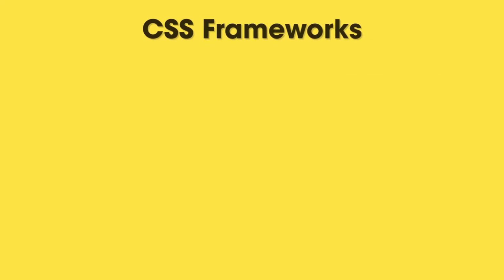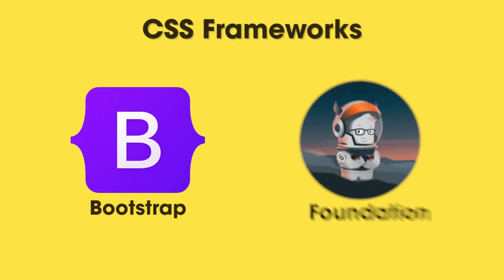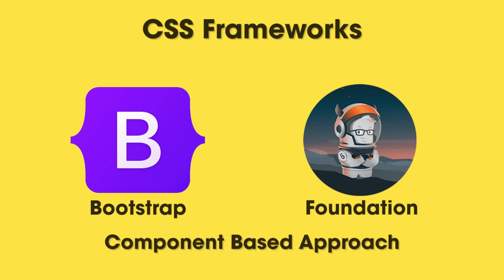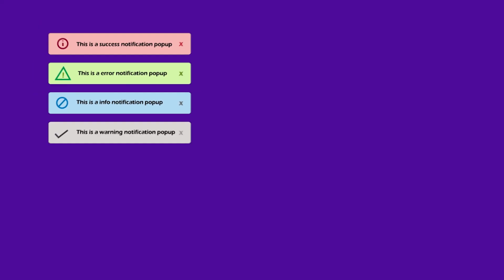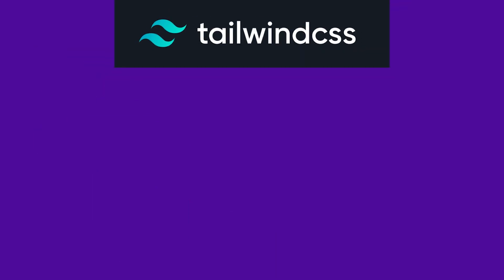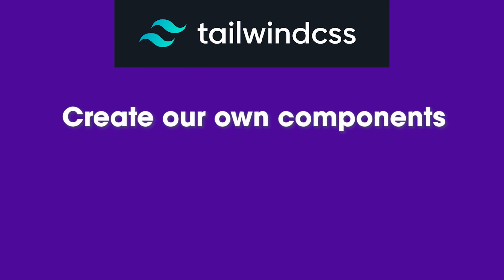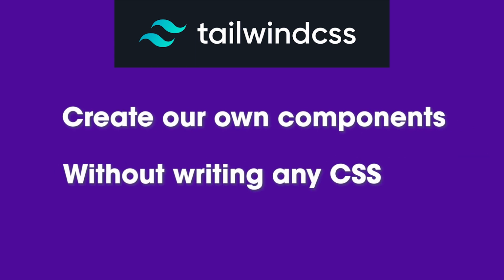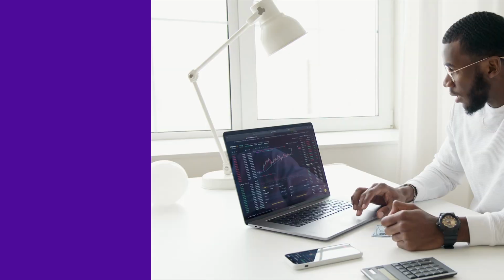There are a bunch of CSS frameworks like Bootstrap and Foundation. They work on a component-based approach, which means we get predefined components like alerts, cards, navigation bar, which look almost similar on all websites. But in Tailwind CSS, we can create our own components from scratch without writing any CSS styles. Another purpose to use Tailwind CSS is to make your CSS lightweight, which means our website loading time will decrease. I will show you that later in this course.